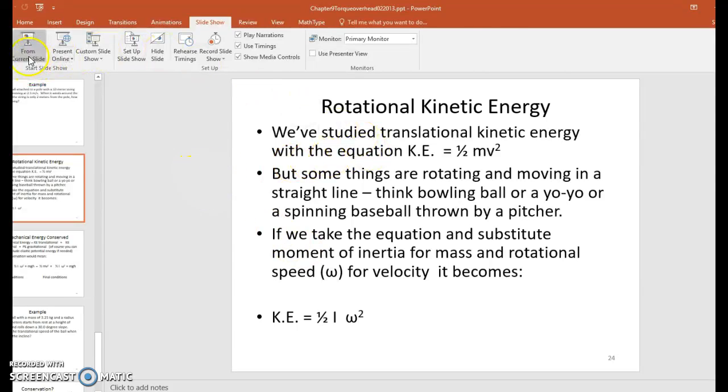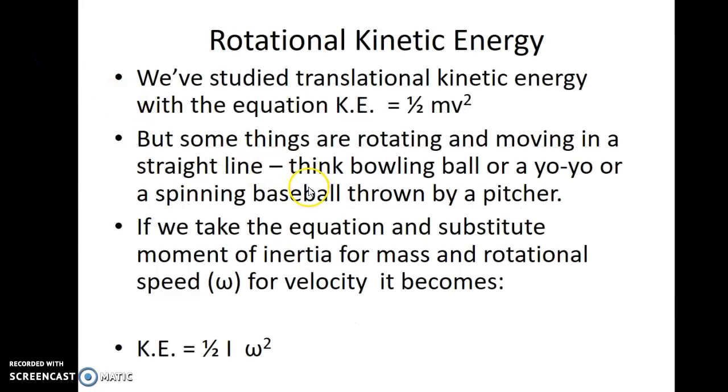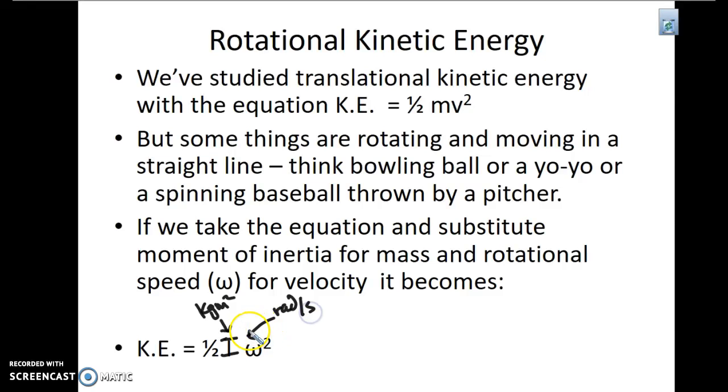Okay, so we have studied linear kinetic energy, 1/2 mv squared. And so what we're going to do is talk about rotating objects, and because they're rotating, it won't just be mass, it'll be moment of inertia, and that will be kilograms meters squared. And instead of meters per second, it's going to be radians per second, angular. So instead of 1/2 mv squared, we have 1/2 I omega squared.